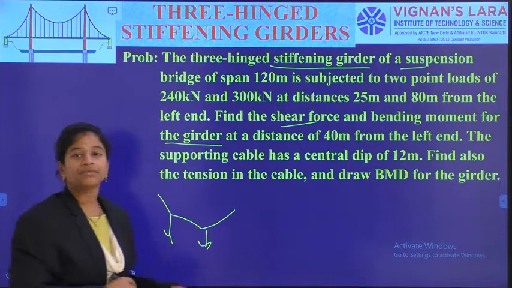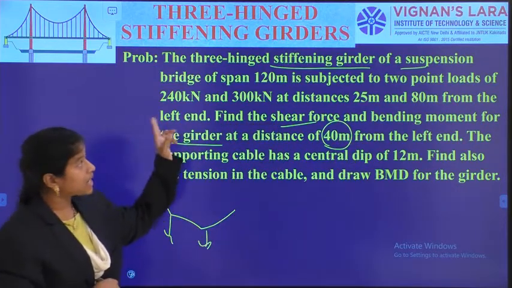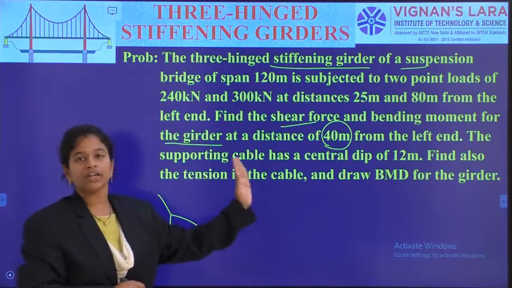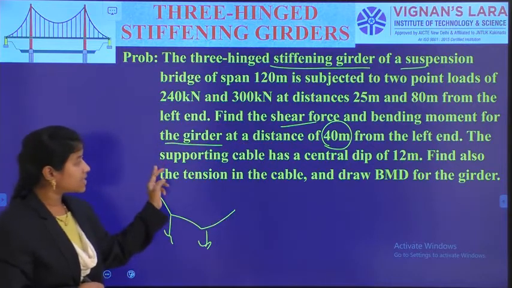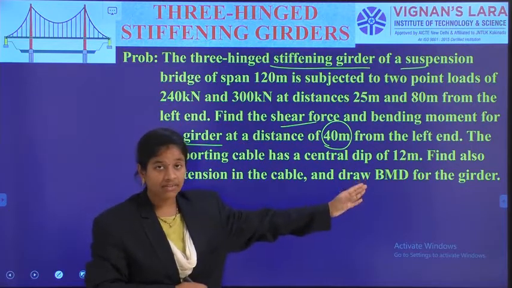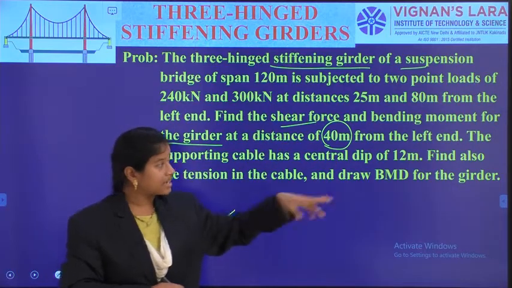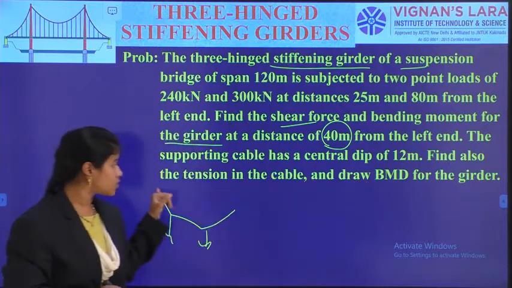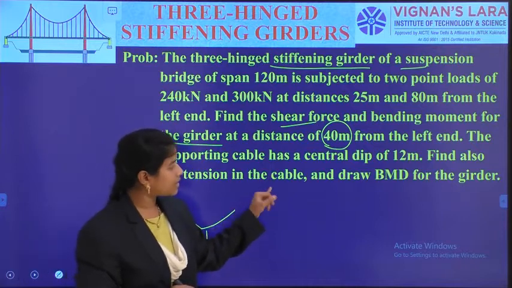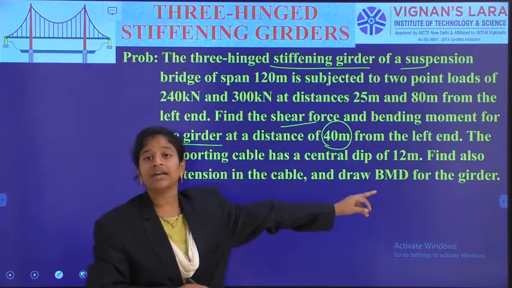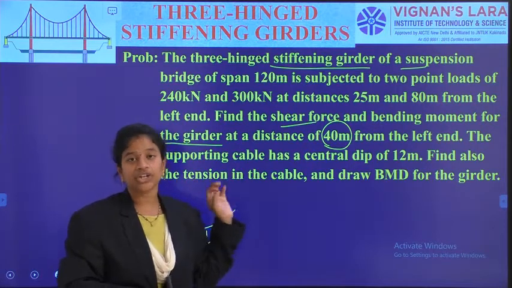So SF and BM for the girder at a distance of 40 meters from the left end, as the complete length is 120 meters. At 40 meters from the left end, I need to calculate the shear force and bending moment of the girder. They have given some other data: the main suspension cable has a central dip of 12 meters. So we need to calculate the tension in the cable and also draw the bending moment diagram for the stiffening girder. These are the final conditions we need to evaluate.